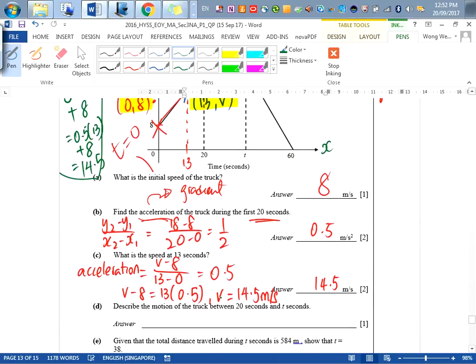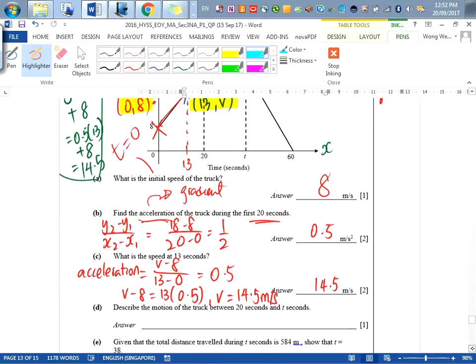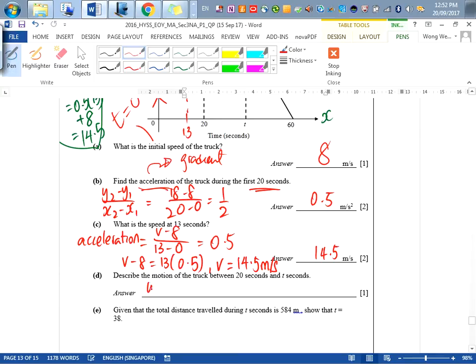Okay, then describe the motion of the truck between 20 and t seconds. Okay, this portion over here, what is the motion like? Yes, we can call it constant speed. We can say there is no acceleration. They mean the same thing. So I will just use what Ali said, uniform speed or constant speed.